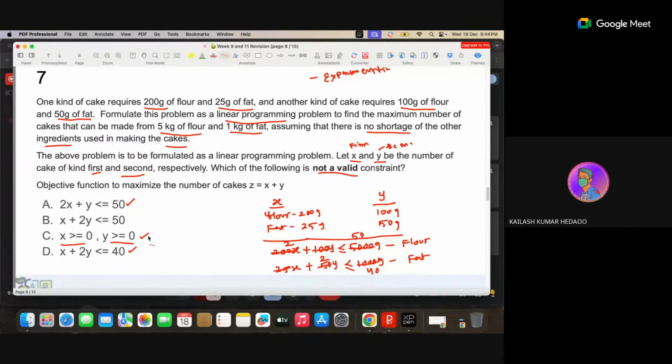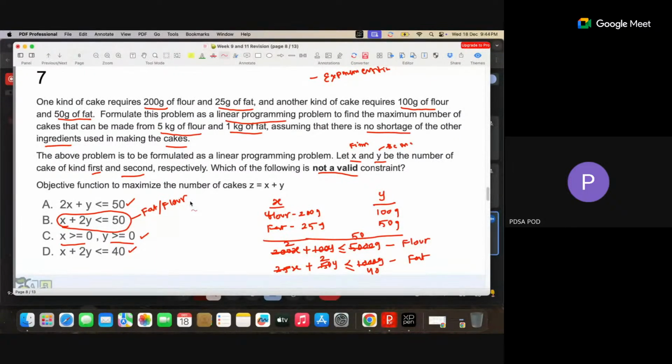Yes, sir. Now, this combination is possible or not, we'll try. X plus 2y less than or equal to 50, is it possible? No, sir. Either you can check the flour constraint or the fat constraint. It is not matching. So we are trying to find the invalid constraint. This is not a valid constraint. Either you consider fat or flour, it is not matching. So this is one kind of question.